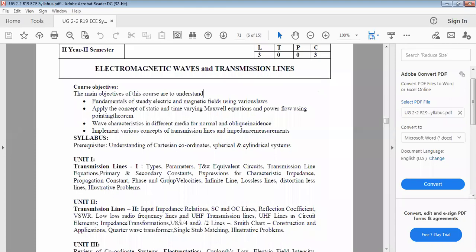See here, the transmission lines part two. What is the input impedance of the transmission line with short circuit and open circuit lines, and reflection coefficient, VSWR? The reflection coefficient is represented with K. VSWR or voltage standing wave ratio, low loss radio frequency lines, and UHF transmission lines.